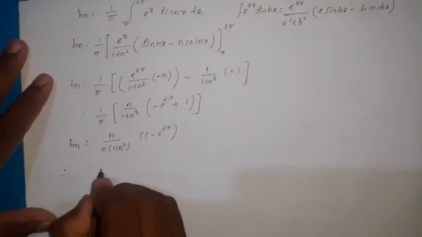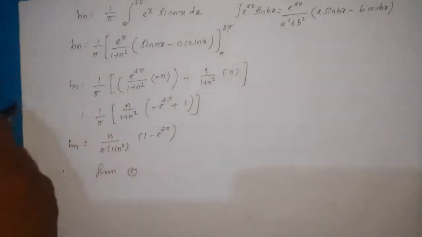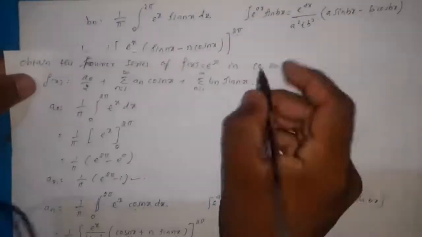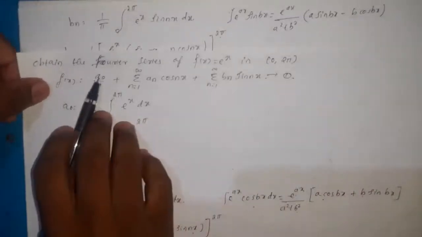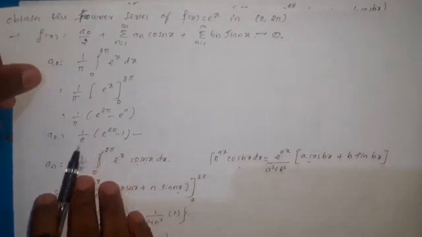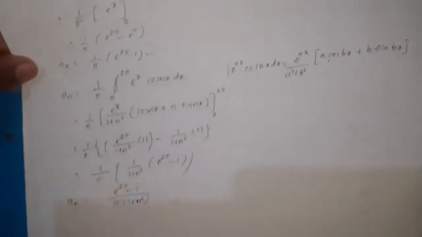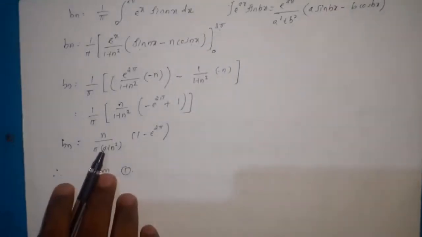So therefore from equation 1, equation 1 means the first formula. So this is the first equation. In this equation we need to write down a naught, a n and b n. So a naught equal to 1 by pi e power 2 pi minus 1, b n equal to e power 2 pi minus 1 divided by pi into 1 plus n square, and here b n equal to this one.